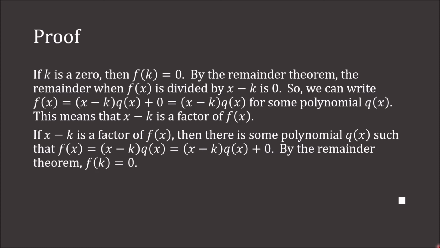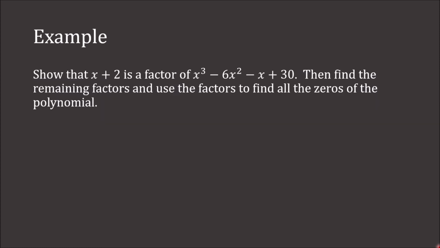Now again, we're going to apply the factor theorem. We will show that x plus 2 is a factor of x cubed minus 6x squared minus x plus 30. Then we will go ahead and find the remaining factors and use these factors to find all the zeros. So remember, to show that x plus 2 is a factor, all we have to do is show that the remainder, when you divide the polynomial by x plus 2, is 0.